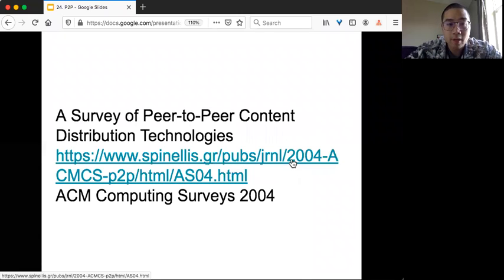Today we are going to talk about the topic of peer-to-peer, or so-called P2P systems. The content is partially based on this very nice survey on peer-to-peer content distribution technology, which was published by ACM in 2004.